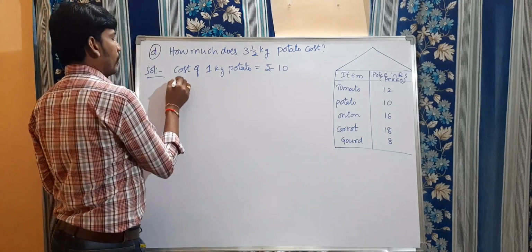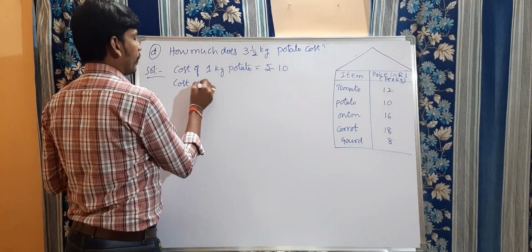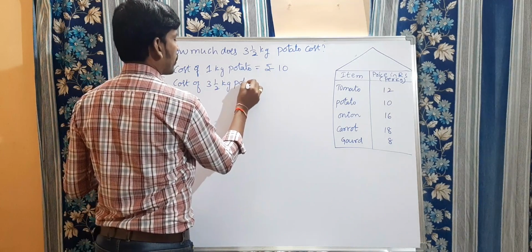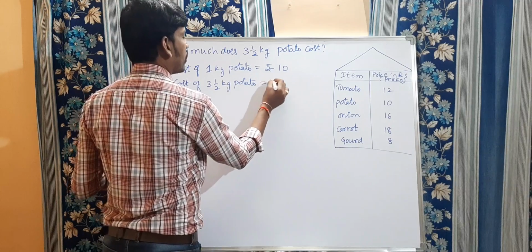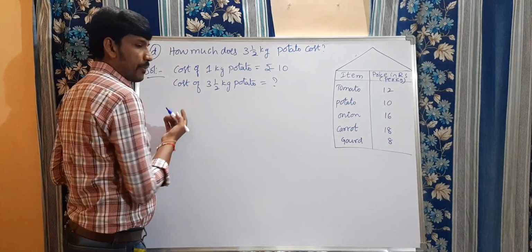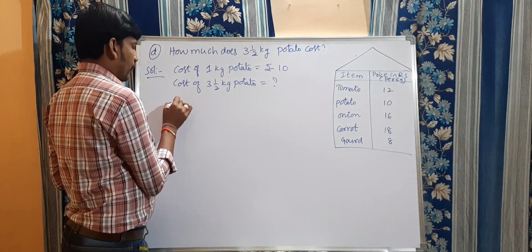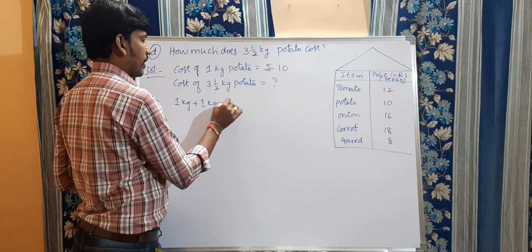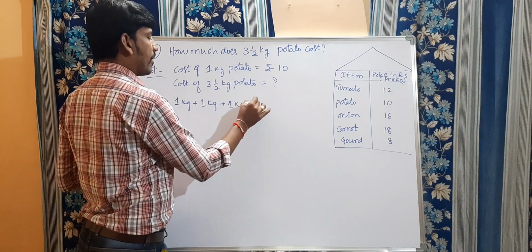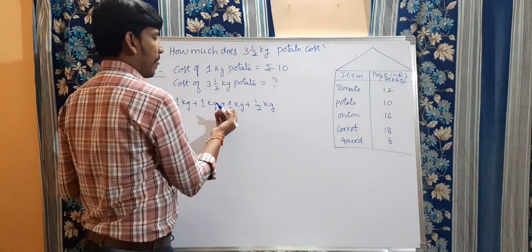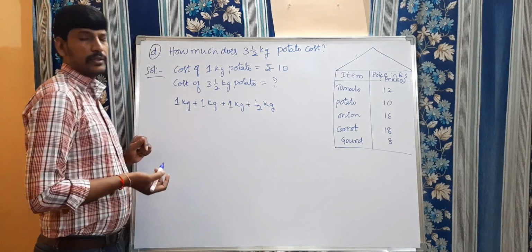Clear? Now the cost of 3.5 kg potato is equal to how much? So 3.5 kg is nothing but 1 kg plus 1 kg plus 1 kg plus half kg. Like this. 1 plus 1 plus 1 is 3, 3 plus half is 3.5. Is this clear, my dears?